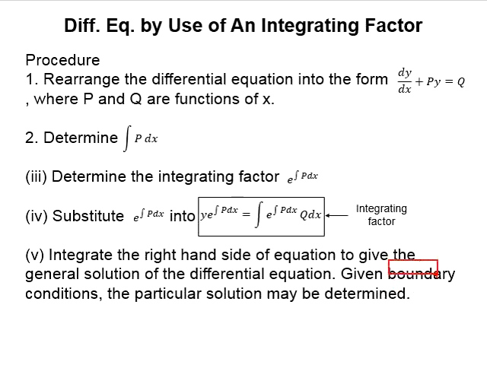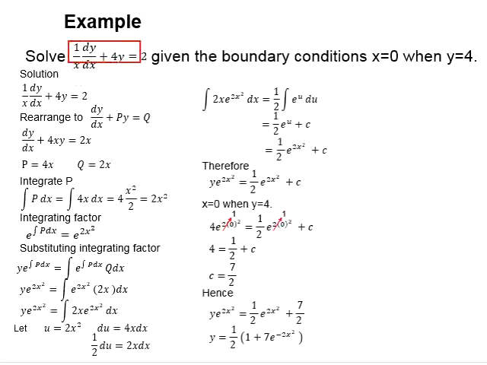If the boundary conditions are given, you are able to determine the constant after the integration. If you find this difficult to imagine, let us look at one example to demonstrate the calculation process. Given the function here, and the boundary condition is x equals 0 when y equals 4.